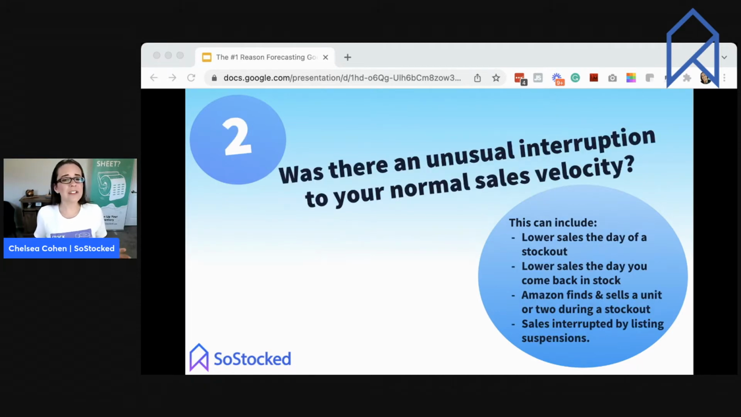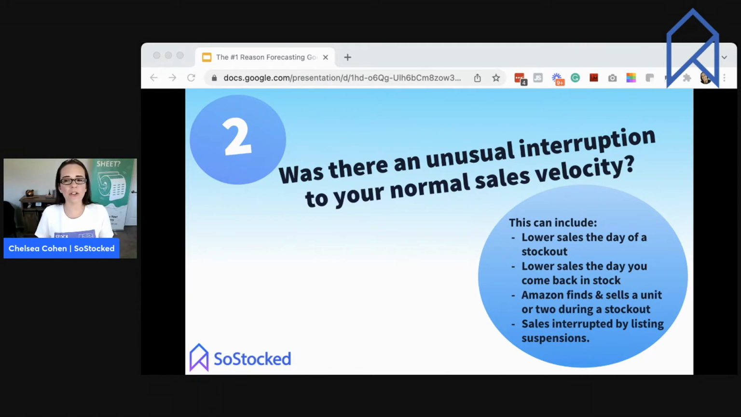Second is, was there an unusual interruption to your normal sales velocity? So maybe it wasn't a stock out, but it was an interruption. This could be things like lower sales days the day that you go out of stock, lower sales days the day you come back into stock, Amazon finding, say, a unit or 2 during a stock out, or also your sales interrupted by a listing suspension, for example. Those are all things that need to be factored into calculating your stock outs.